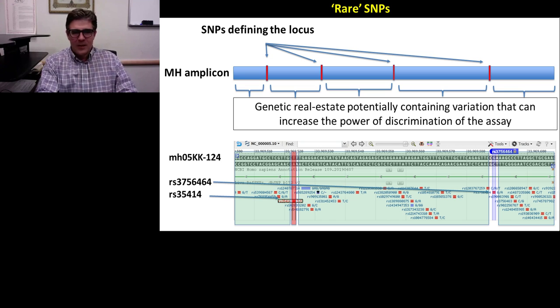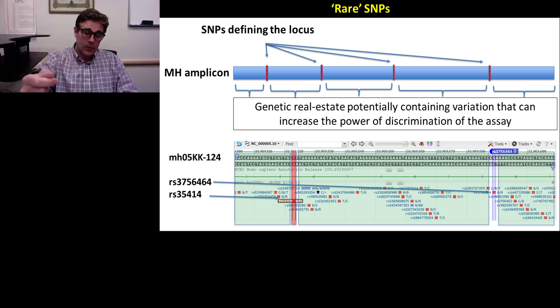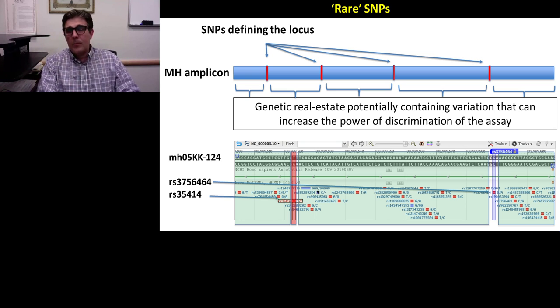So here is an example. These are the 2 SNPs that define the microhap. But if you look at all those potential SNPs that have been identified, there can be variation there. Some of it may not be informative because it's completely linked with the allele that we are already genotyping, but others may not be.